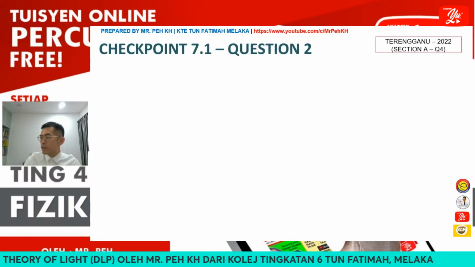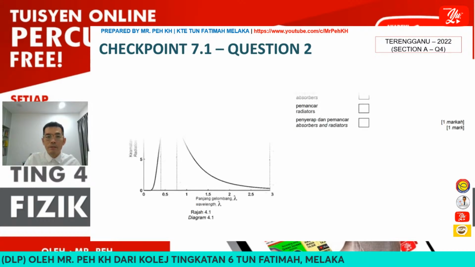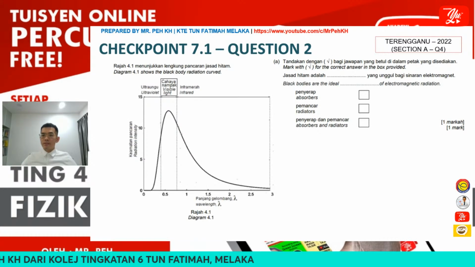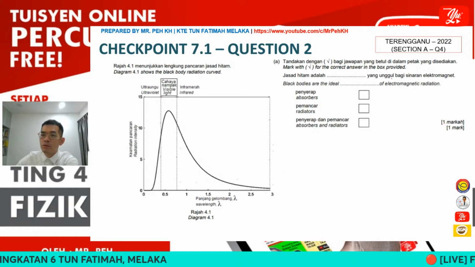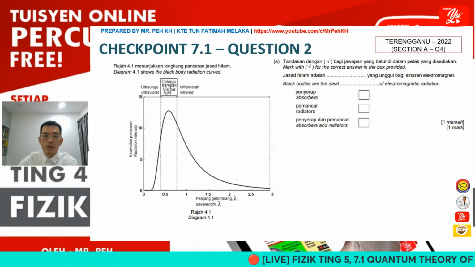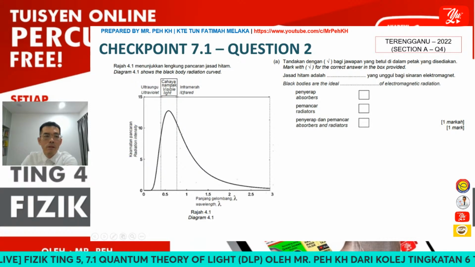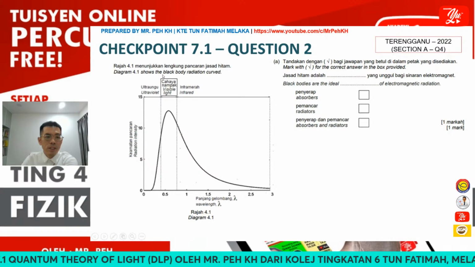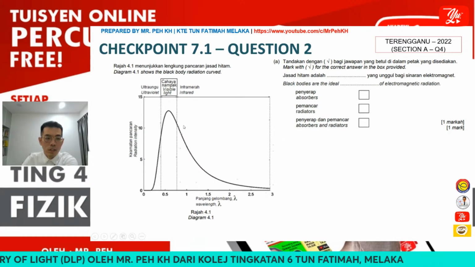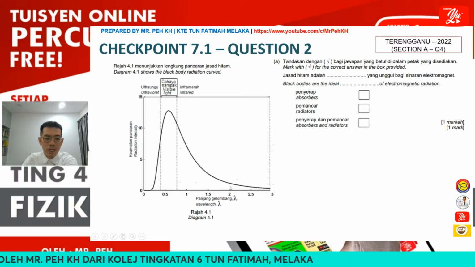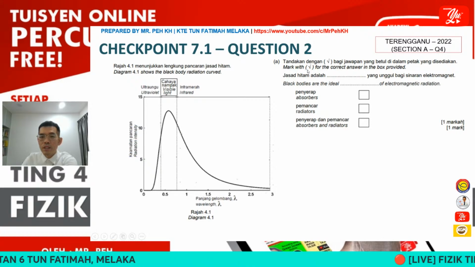Then the next question here is related to Trial 2022 for the state of Terengganu. This is Section A, question number 4. Diagram 4.1 shows a black body radiation curve, just as we already discussed about the curve. Mark with a tick the correct answer in the box provided.